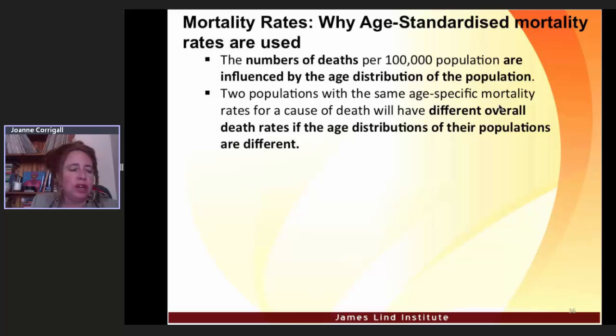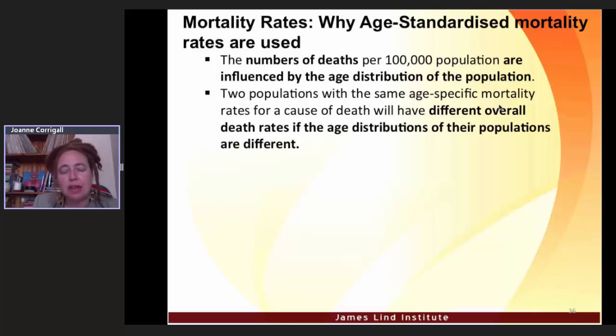What we know is that the number of deaths per 100,000 is influenced by the age distribution of the population. Remember I spoke earlier, if your population is a lot older, you're going to have much higher mortality rates, and also depending on what diseases are in that population, they can affect different ages differently. So the age structure of a population will have a big influence on your mortality rates. Two populations with the same age-specific mortality rates for a cause of death will have different overall death rates if the age distributions of their populations are different.